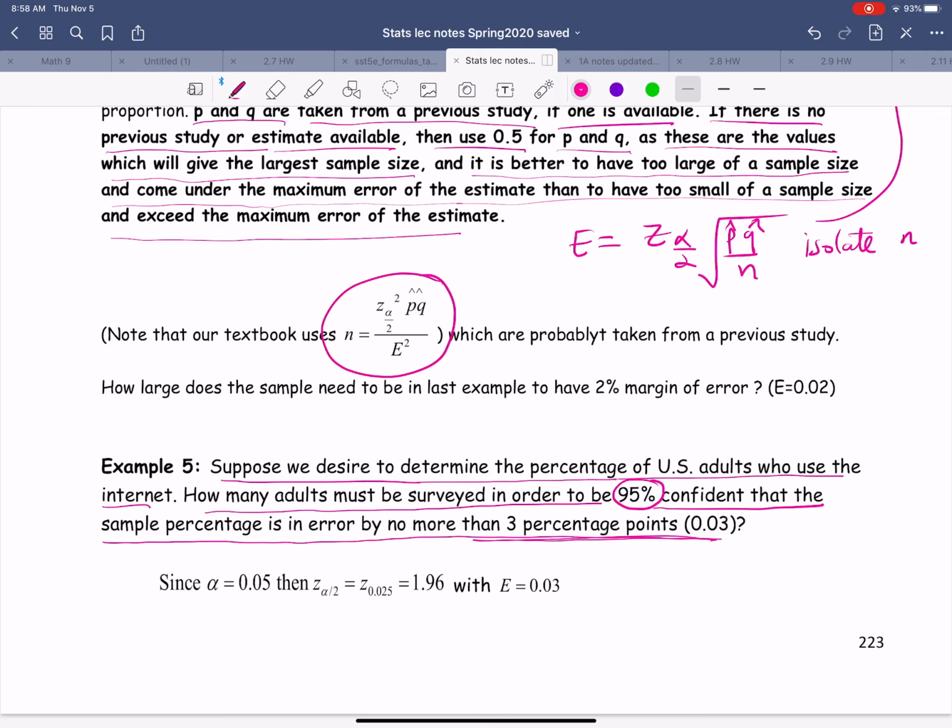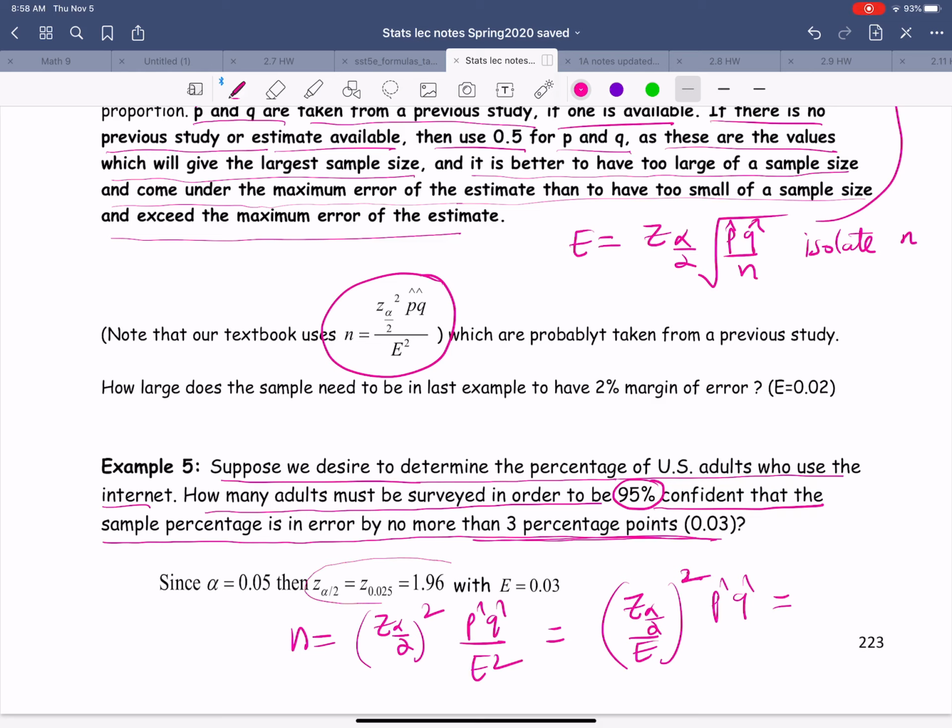So the formula here for N is Z alpha over 2 squared, and then P hat Q hat divided by E squared. There are different ways of expressing the same thing. We can write Z alpha over 2 over E, squared, times P hat Q hat, same thing. Now Z alpha over 2 comes from your confidence level. For 95% confidence level, Z alpha over 2 is 1.96. We want the margin of error to be 0.03.